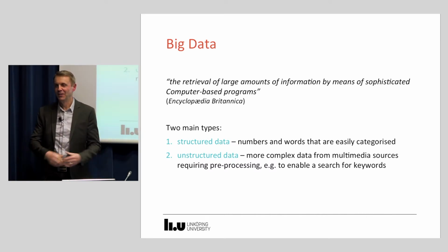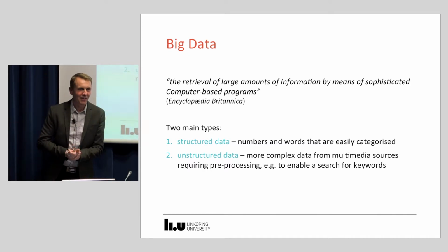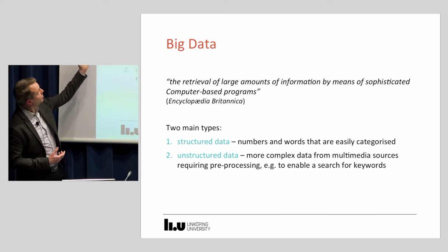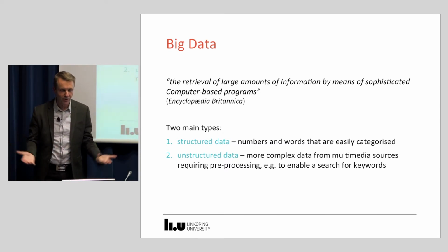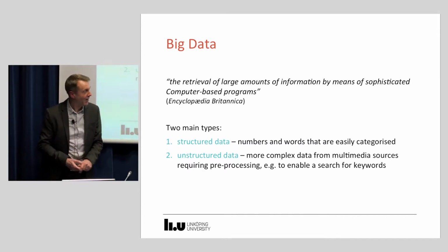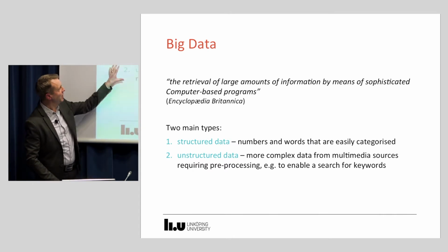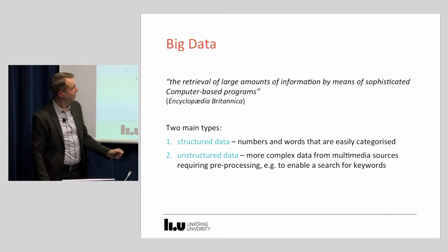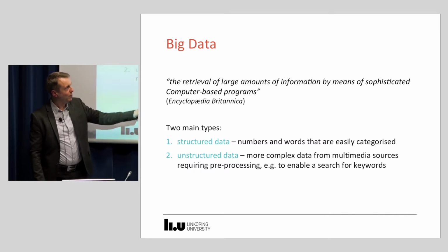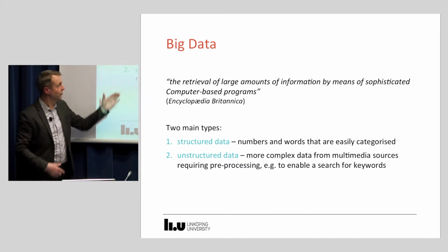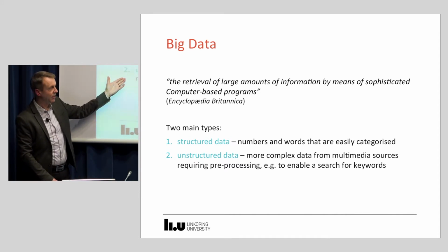Well, I had to discover, well, what is all this stuff really? So I can't say I'm in the know, but I actually found some stuff which I think we can address here. So I mean, start with the definition: the retrieval of large amounts of information by means of sophisticated computer-based programs. And there seem to be two main types of this big data: structured data, which are numbers and words that are easily categorized, and then unstructured data, more complex data, which has to be gathered from multimedia sources.